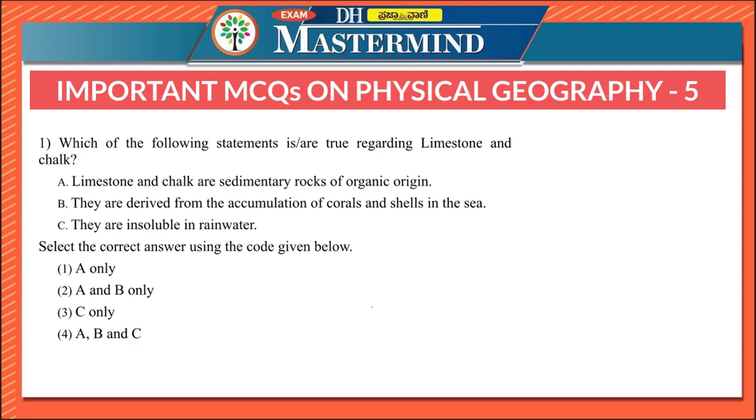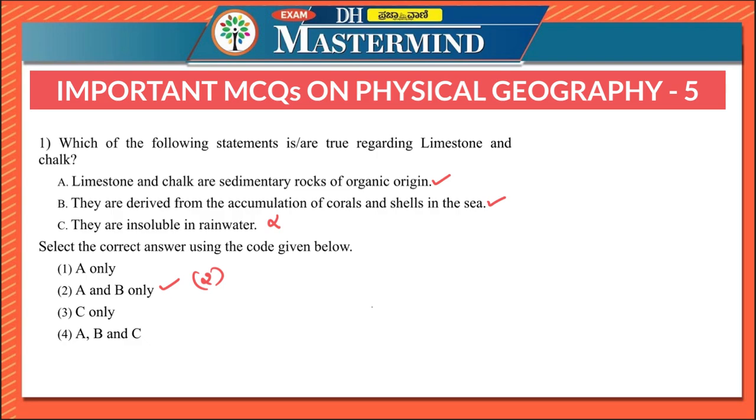Which of the following statements is or are true regarding limestone and chalk? A: Limestone and chalk are sedimentary rocks of organic origin. B: They are derived from the accumulation of corals and shells in the sea. C: They are insoluble in rainwater. So here statement A is correct, statement B is correct, statement C is false. Therefore, the right option is option 2, A and B only.